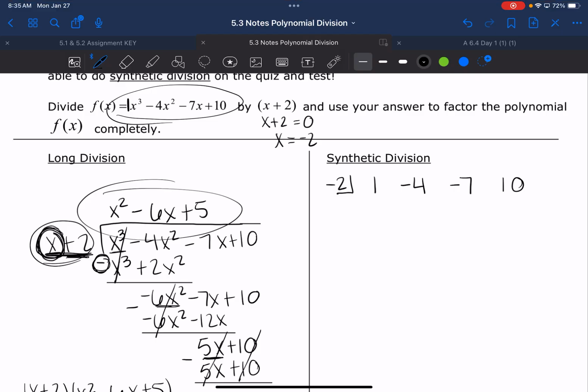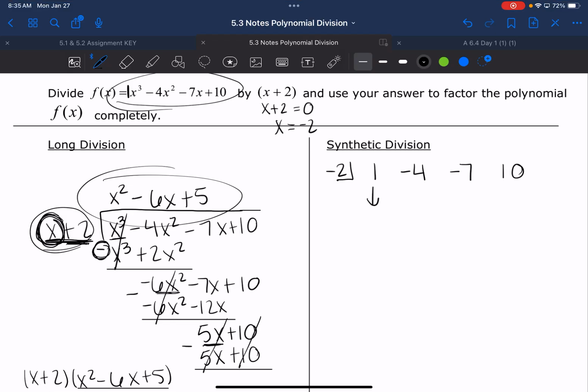Okay. So here you drop down your first term. So our first term, we bring down that 1. Okay? Then you multiply this value by the value in your box. So 1 times -2 would be -2. And here you are adding your rows instead of subtracting. So -4 plus -2 would give us -6. Okay?